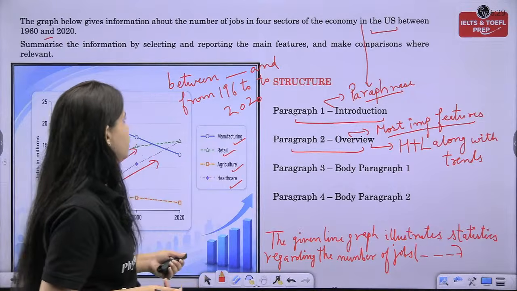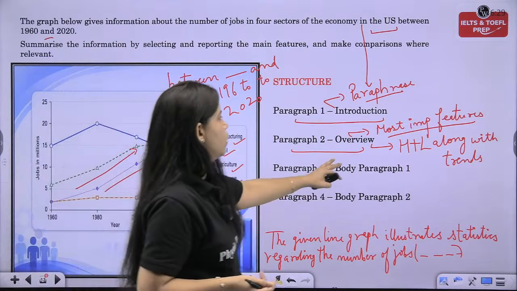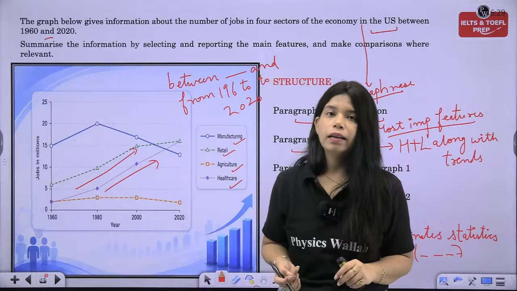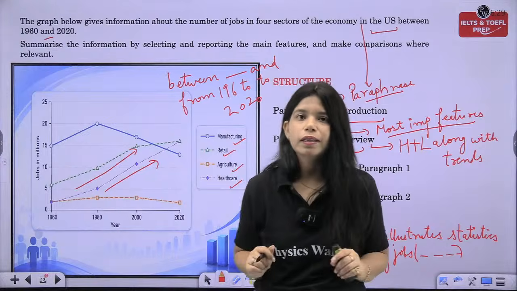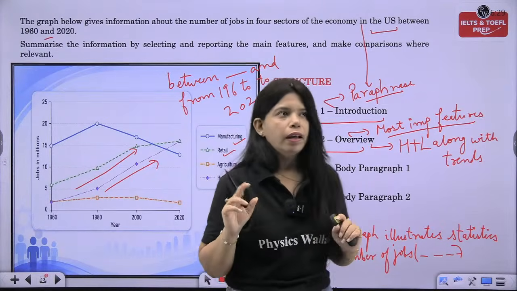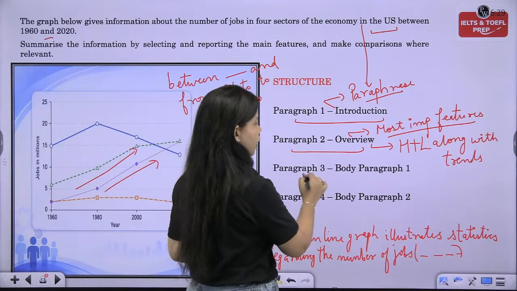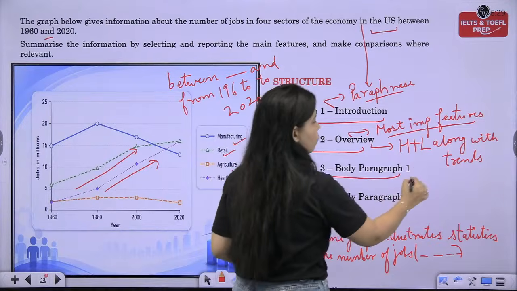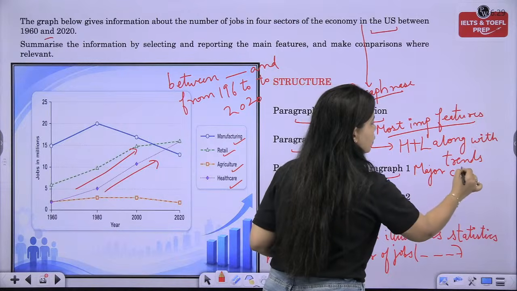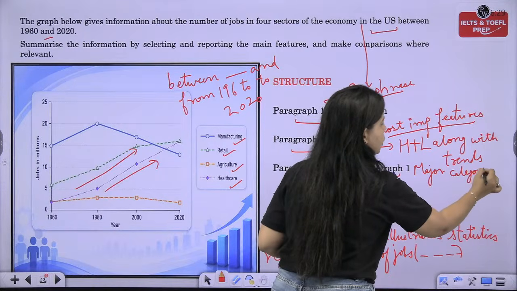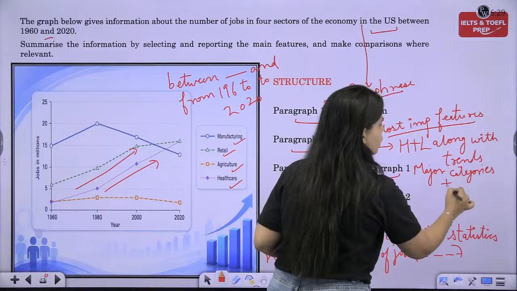Welcome to the community. Okay, so this was about the overview, and then come the 2 body paragraphs, about which we had already decided at the start in the planning and analysis stage. Anyway, if anybody is a newbie here, in body paragraph 1 we take our major categories. We don't write small features here. We take our major categories along with data.